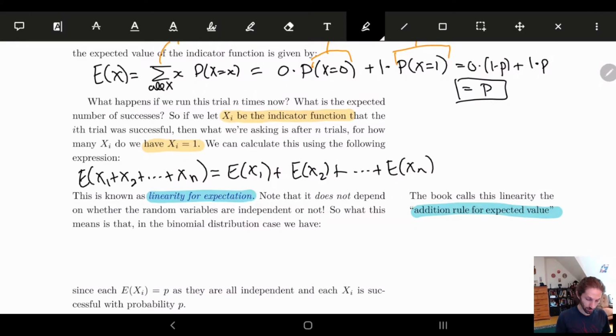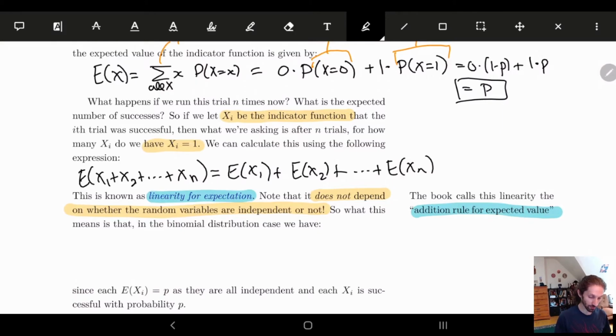And here, notice that this does not depend on whether the random variables are independent or not. If they're independent, this works. If they're dependent, this works as well. There's no problem. So every time you see this, you can break this apart, and it's nice and easy.